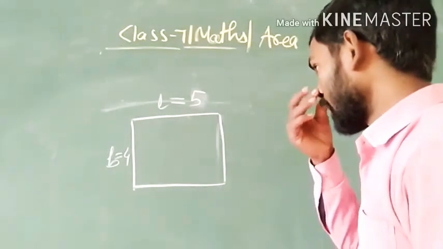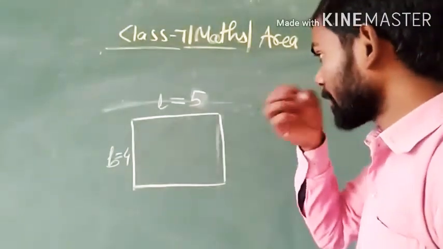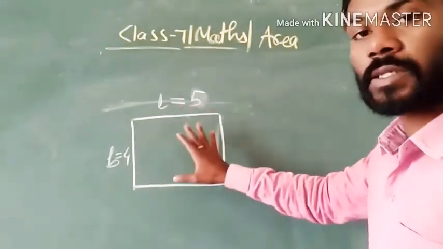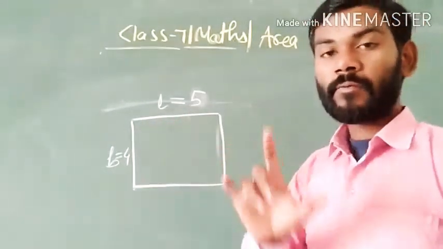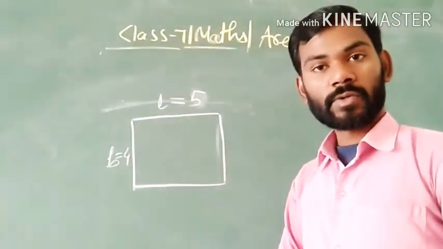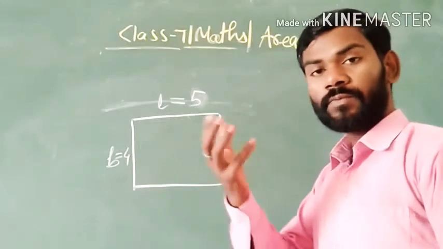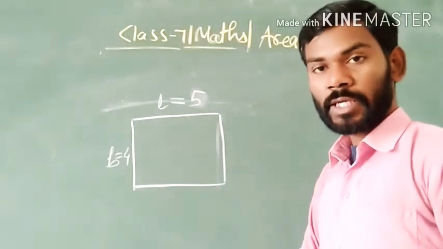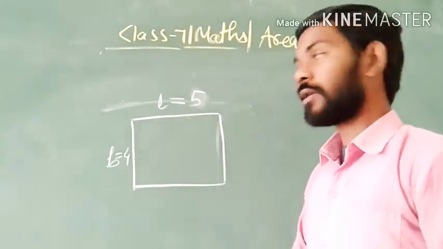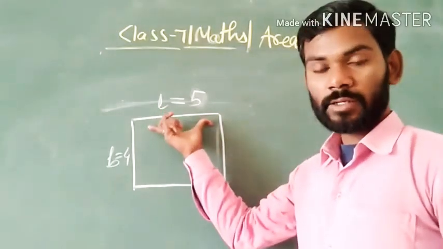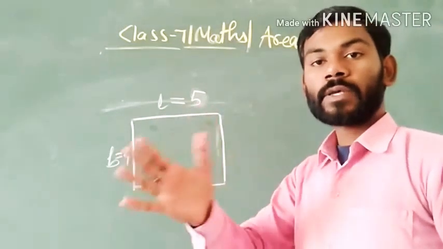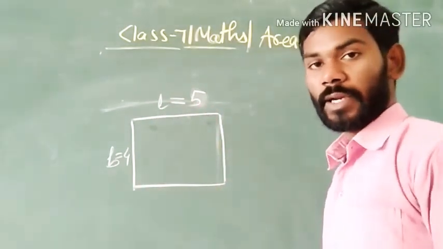Since here it has been given that the length of this land is 5 meter, okay, just suppose 5 centimeter, then we shall divide its length into 5 equal parts like this.